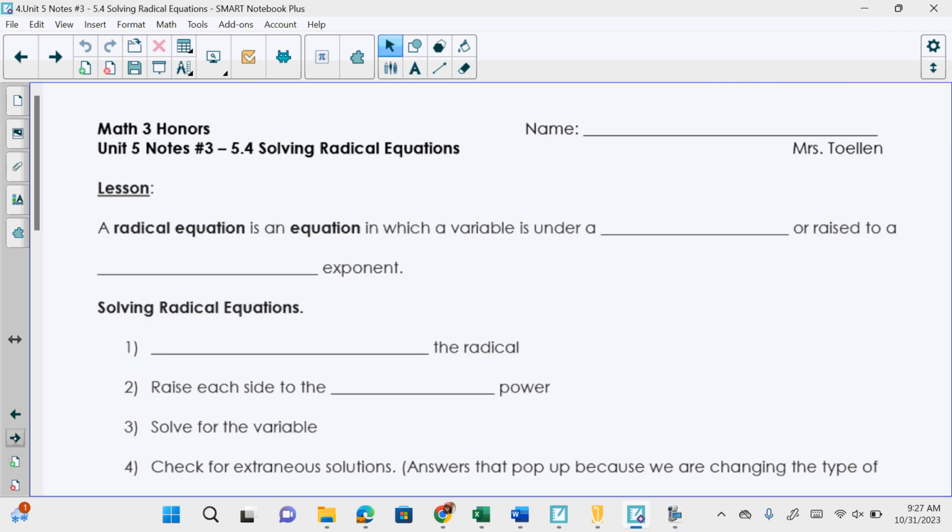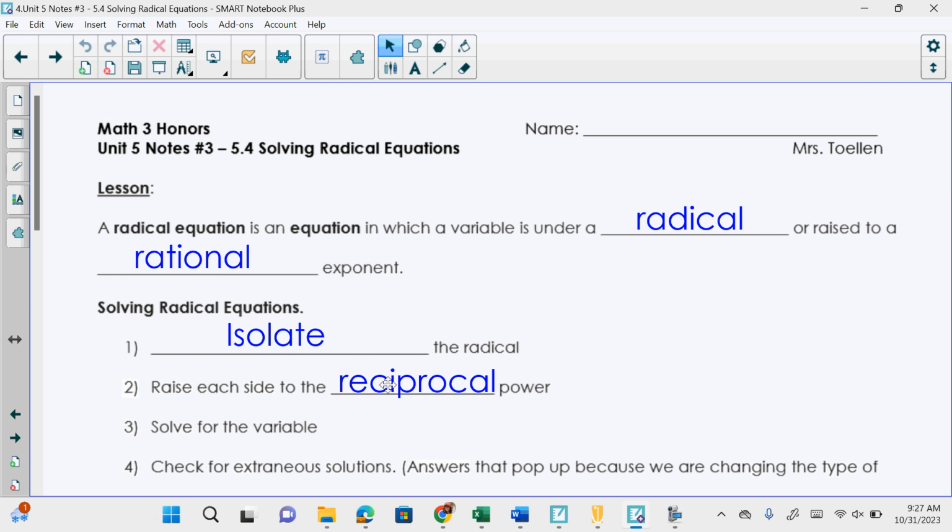All right, so a radical equation is an equation in which a variable is under a radical or raised to a rational exponent. So when we're solving radical equations, first thing we want to do is isolate the radical. That means get the radical by itself. Then, once it is, we can raise each side to the reciprocal power.